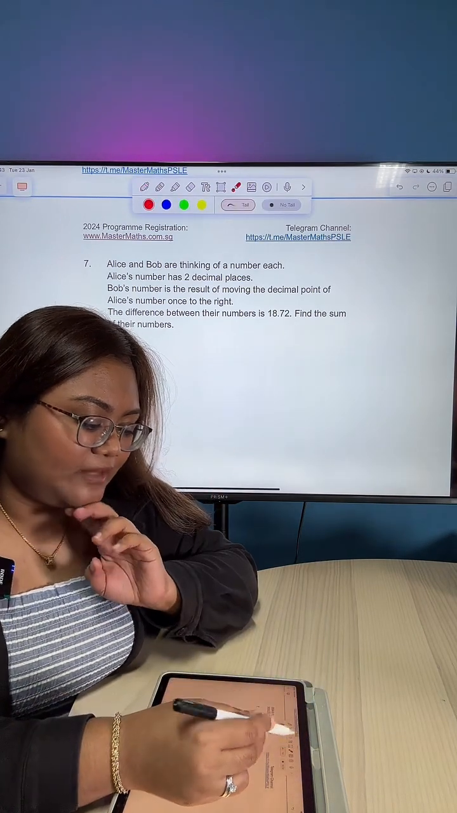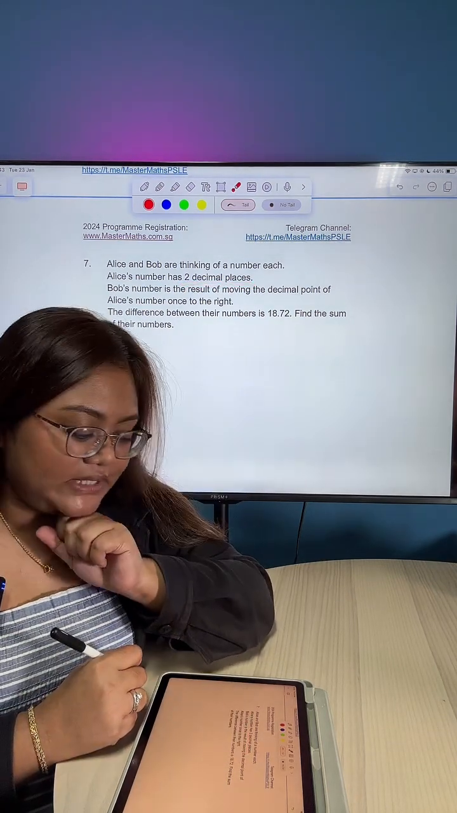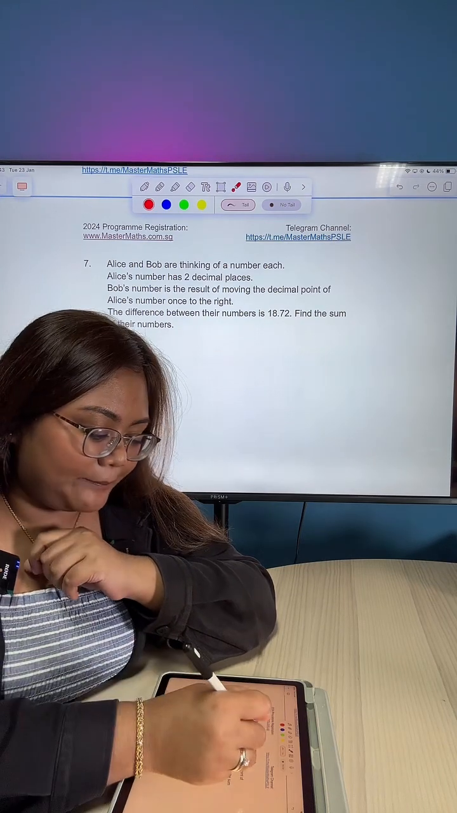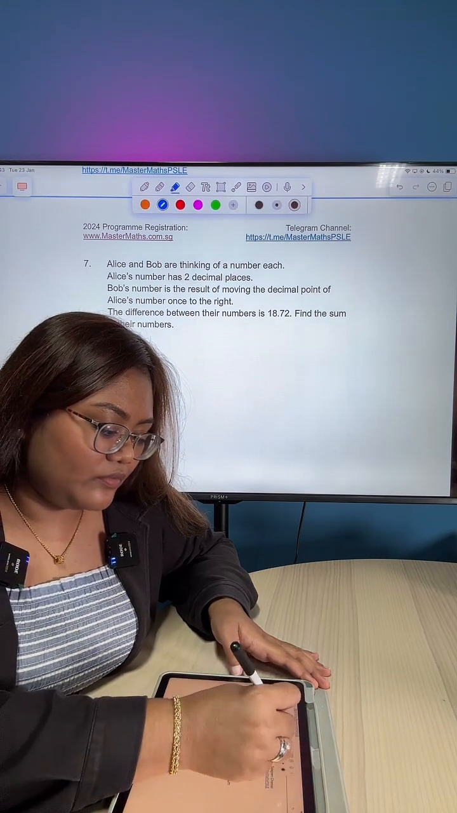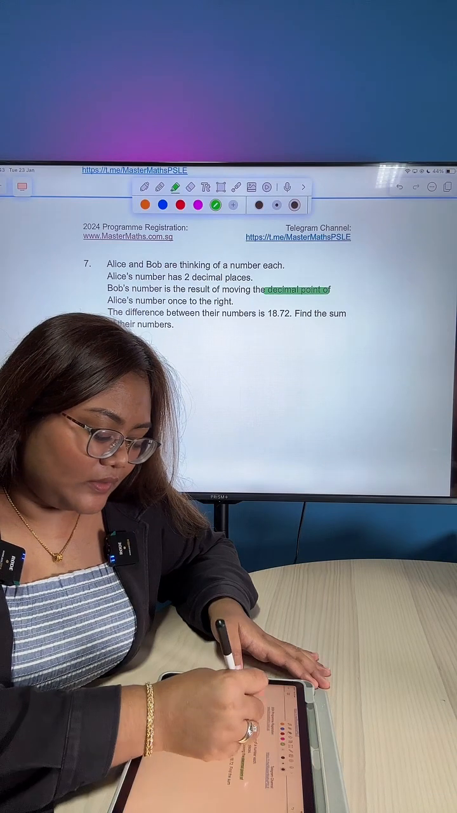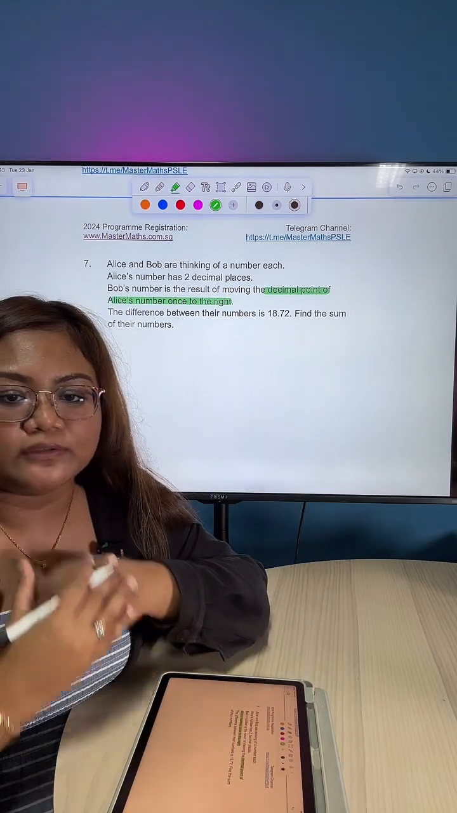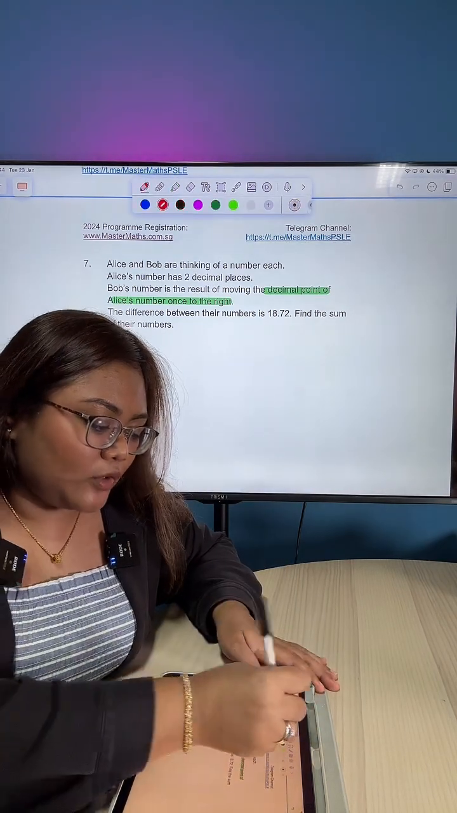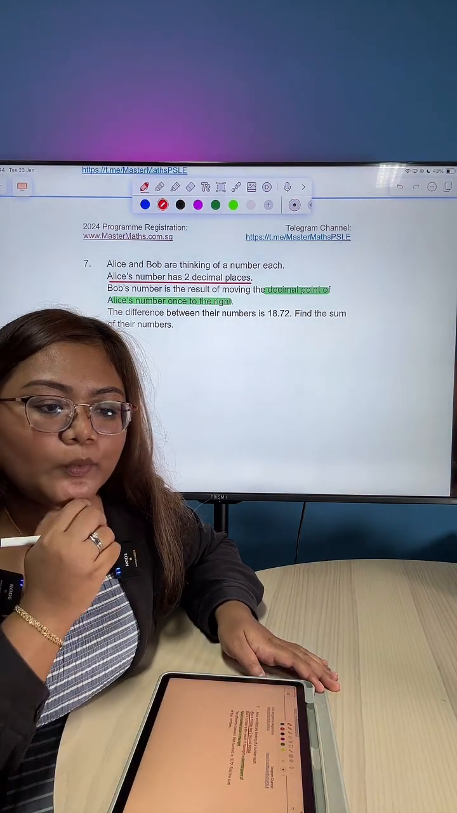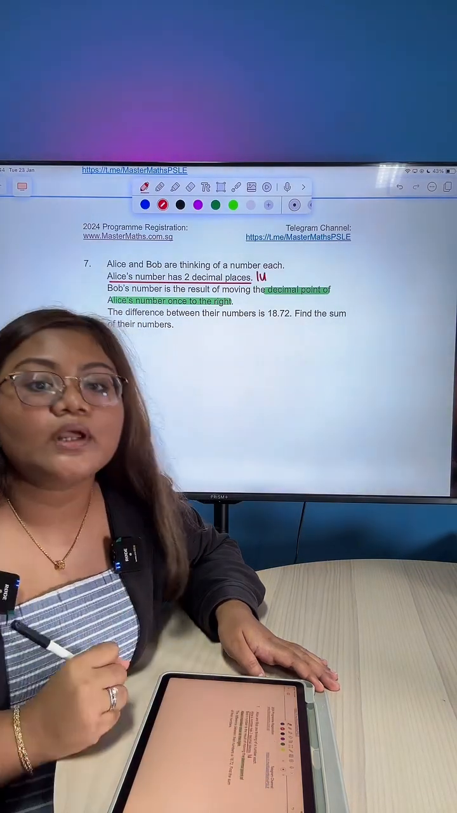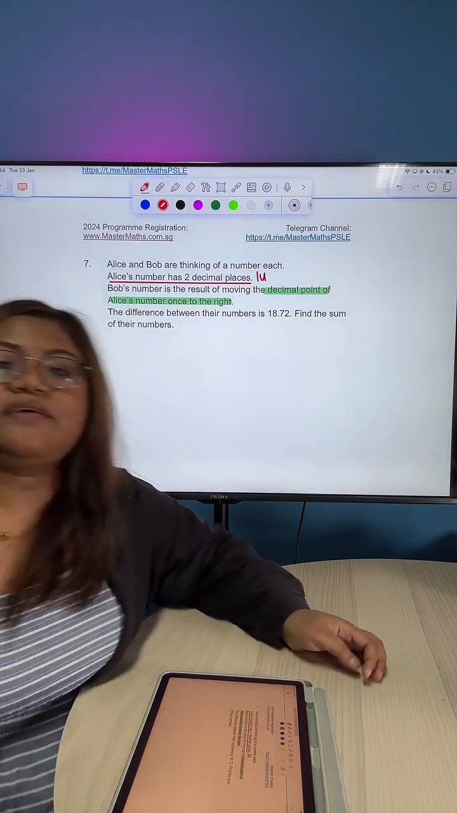We have two people, Alice and Bob, and they are both thinking of a number. Alice is thinking of a number with 2 decimal places. But Bob goes and copies Alice's number, and then moves the decimal point 1 place to the right and calls it his number. So that is what Bob is doing. Again, my hint is, if you don't know something, we started with Alice's number. We don't know Alice's number, we are going to call it 1 unit. Clear so far?